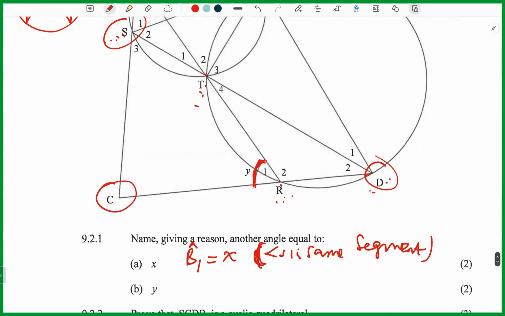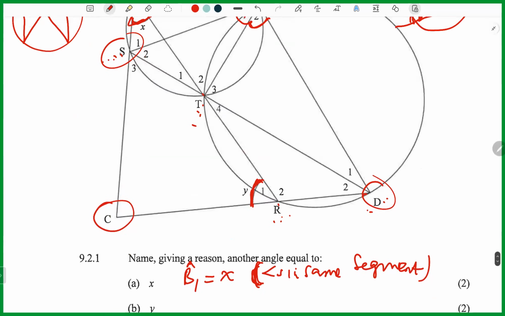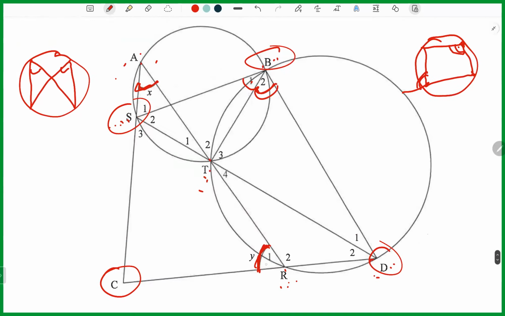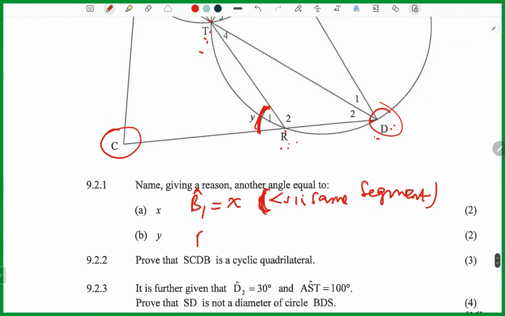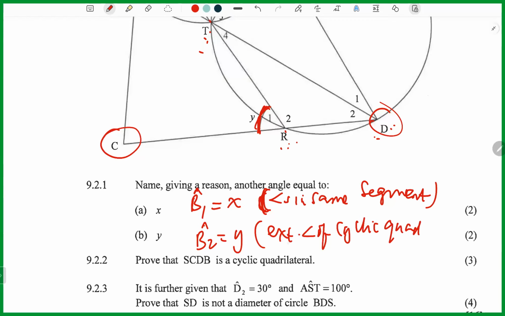So now, what is angle equal to angle Y? We've already seen, therefore, that it is B2 that is equal to angle Y. And the reason is that the exterior angle of a cyclic quad equals the interior opposite angle.